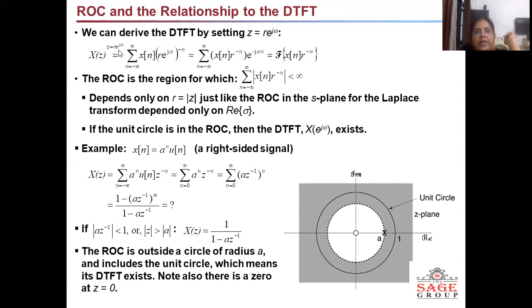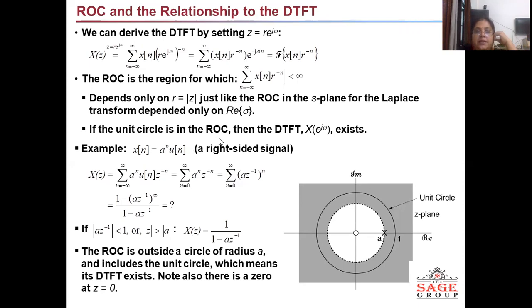Now in this case, we have put the value of Z equals R e to the power of j omega. By substituting, we find that the ROC is the region for which this summation, meaning the Z transform value, should be less than infinity. So it should be a finite value. Now it depends only on R equals mod of Z, just like the ROC in the S plane for the Laplace transform depends only on the real part. So for the region of convergence, we have to depend only upon the real part.